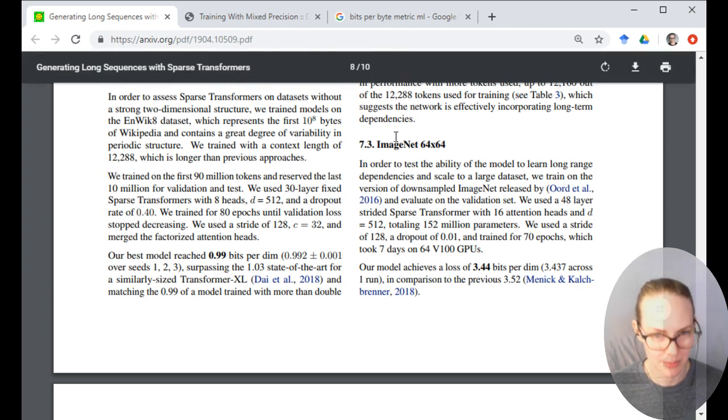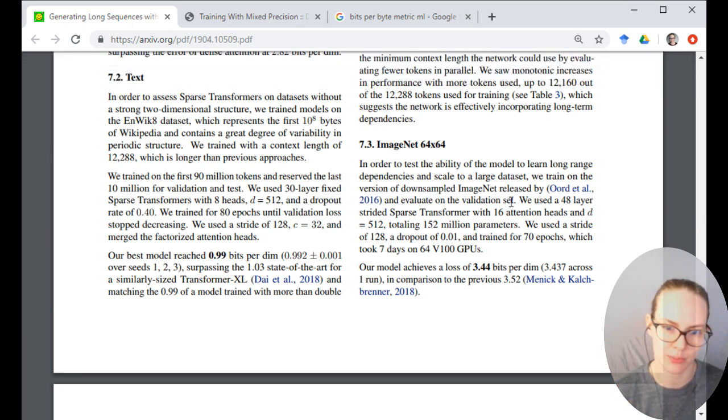All right. ImageNet, 64 by 64. In order to test the ability of the model to learn long-range dependencies and scale to a large data set, we train on the version of downsampled ImageNet released by Oord et al. 2016 and evaluate on the validation set. We use a 48-layer strided sparse transformer with 16 heads and d equals 512, totaling 152 million parameters. We use a stride of 128, dropout of 0.01, and train for 70 epochs, which took 7 days on 64 V100 GPUs.